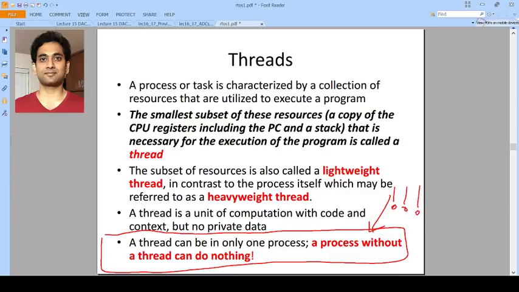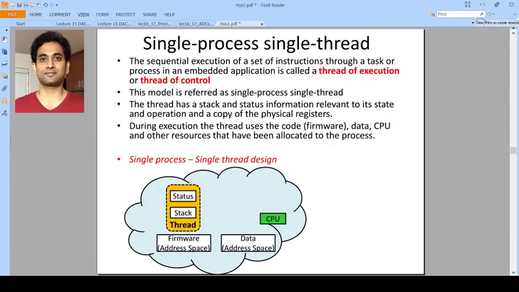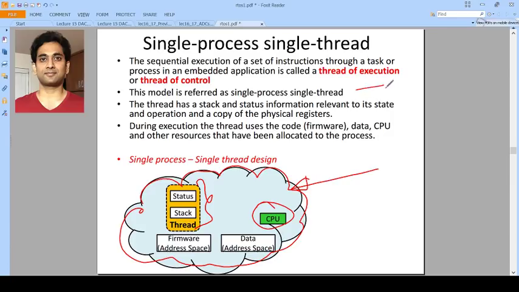A process without a thread cannot do anything. It simply does not have the resources to execute. Now, in a single process, single thread system, there is just one thread, there is one process, and then the CPU is available to this process for the entirety of its necessity. This model is called a single process, single thread system.